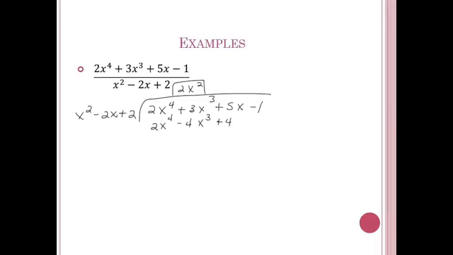And I did have a missing power of x that I didn't recognize. So I need to go back and do a placeholder. So let's erase here.